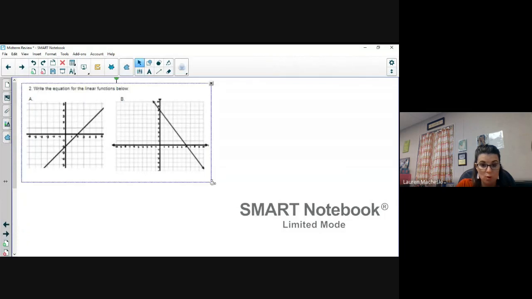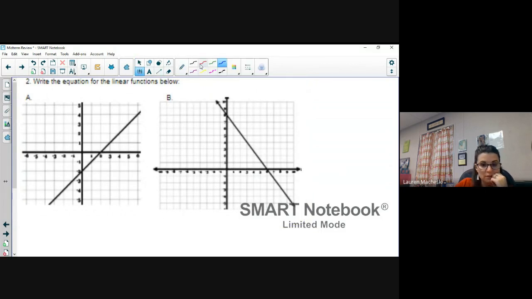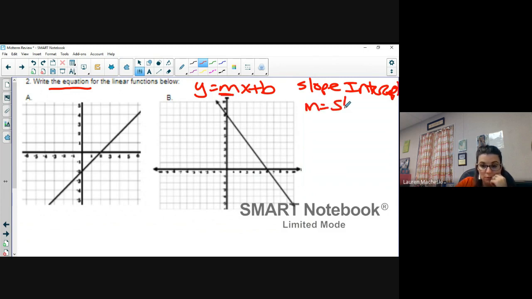All right, write the equation for the linear functions that were given here. So remember, whenever it tells you to write an equation, if it doesn't specify, that's always slope-intercept. Remember that, slope-intercept. The most important things are m, which is your slope, and b, which is your y-intercept.